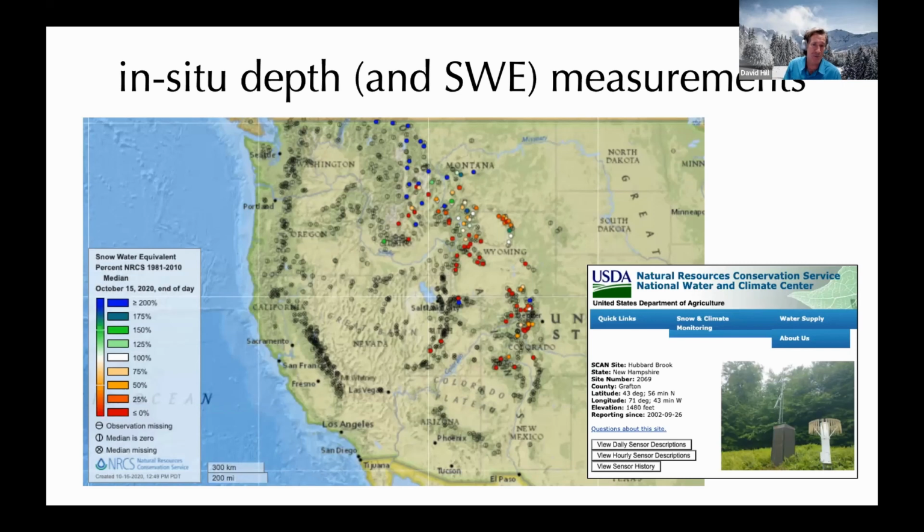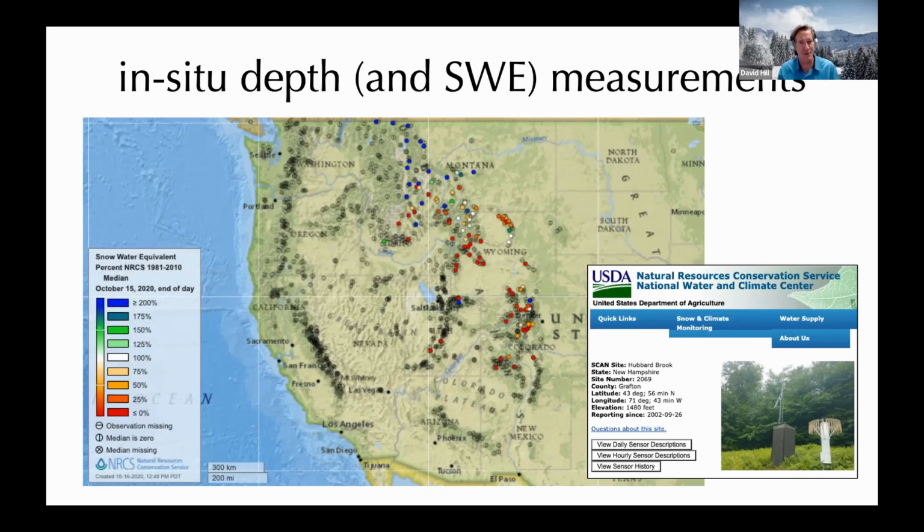Now, in addition to this, we also have what's called a snow course network, which is maintained by the same organization, the NRCS, as the snow telemetry network. Snow course sites have much longer periods of record. Some of them go back over 100 years. And these are sites where they make manual measurements, typically once a month, sometimes twice a month.